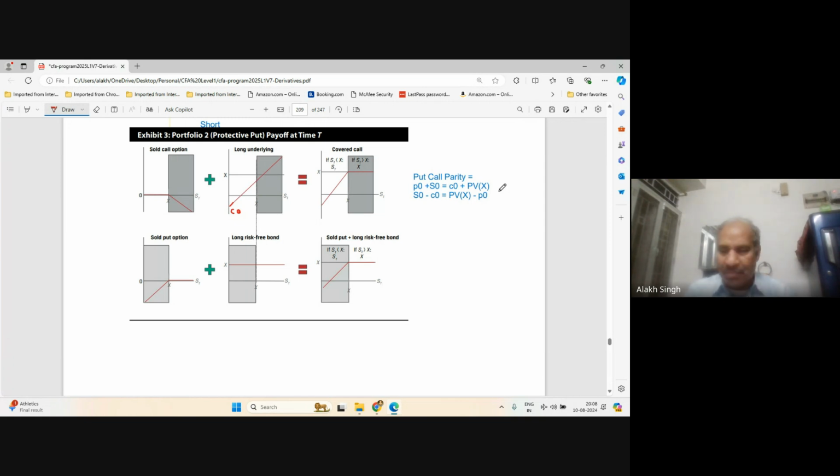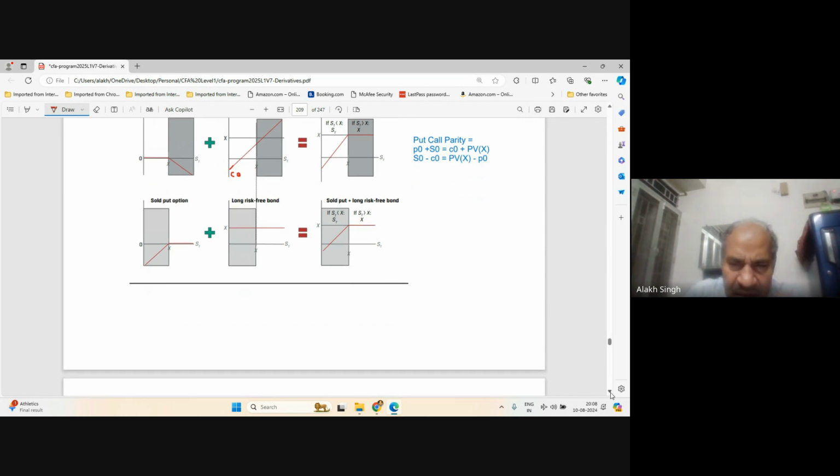Since there are 10 chapters in derivatives, and you will probably have seven or five questions, whatever, there will definitely be one question from this equation. And it is easy to remember: P0 plus S0, where you buy a protective put, is equal to a fiduciary call. In English, if you want to remember, protective put is equal to fiduciary call.